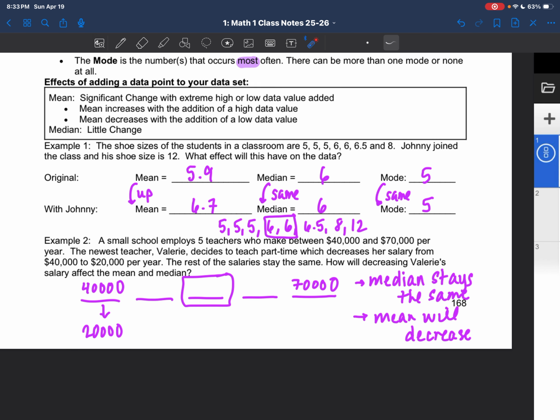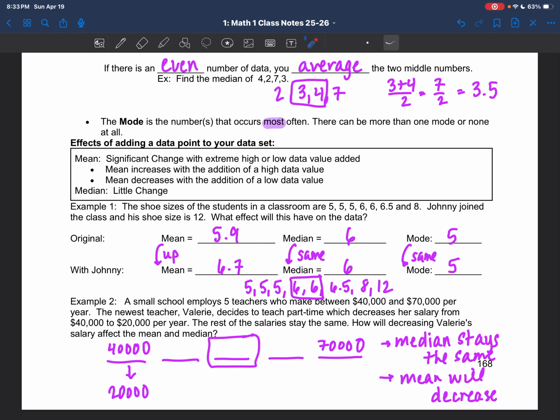So example 2 is a small school employs 5 teachers who make between $40,000 and $70,000 per year. The newest teacher, Valerie, decides to teach part-time, which decreases her salary from $40,000 to $20,000. The rest of the salaries stay the same. How will decreasing Valerie's salary affect the mean and the median?